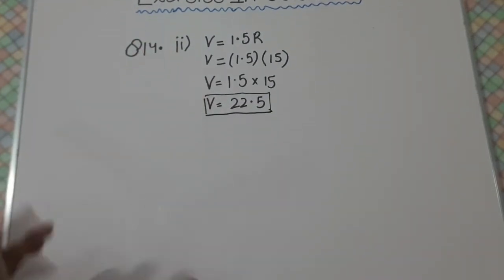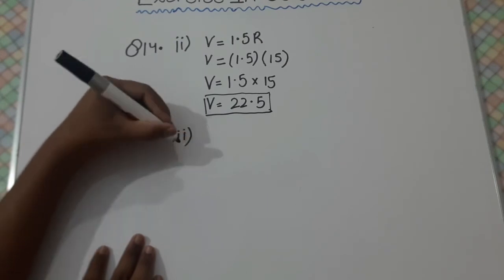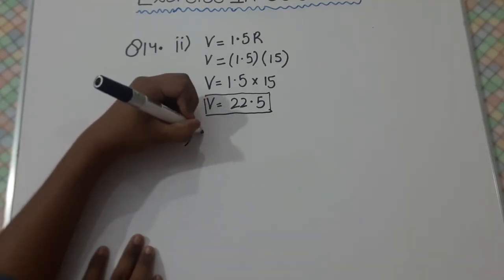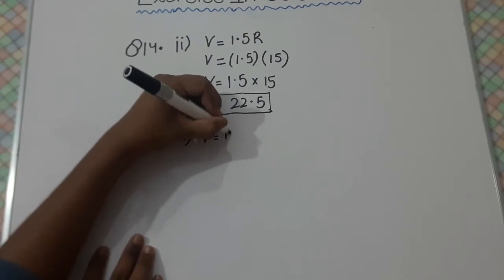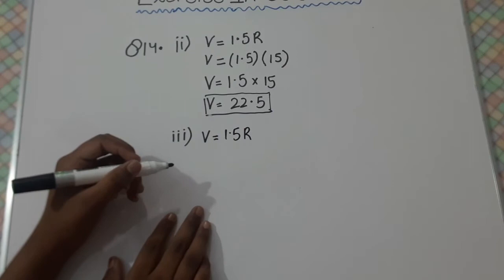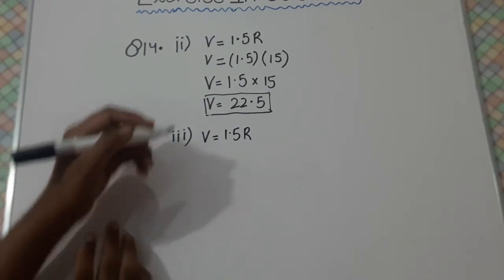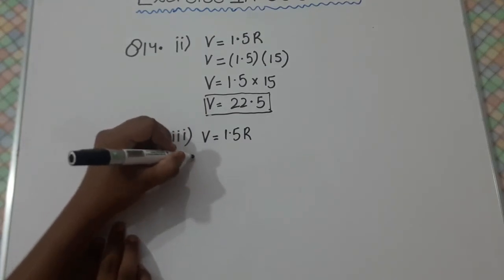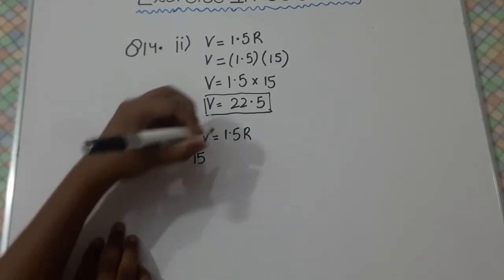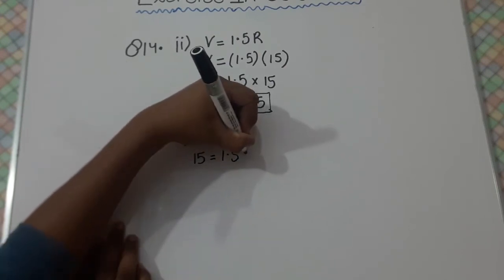Now, following the same equation, we are going to solve part 3 of this question. And our main equation, V equals 1.5 R. Now part 3 says calculate the value of R when V is 15. So it's also very easy. V is now 15, K is 1.5, and we need to find R.